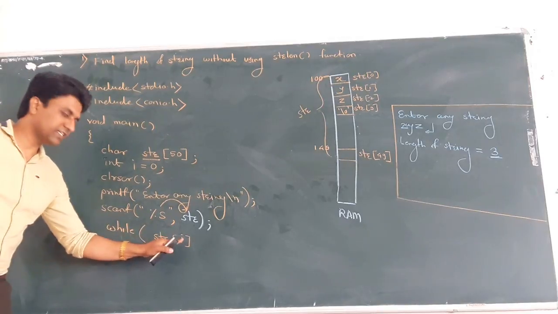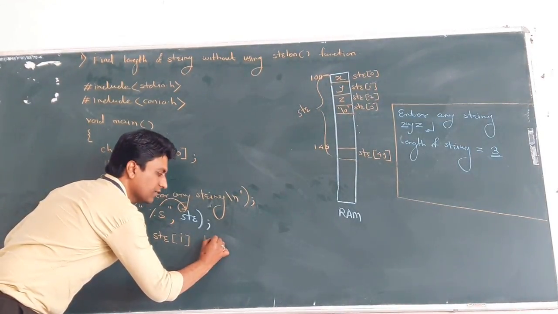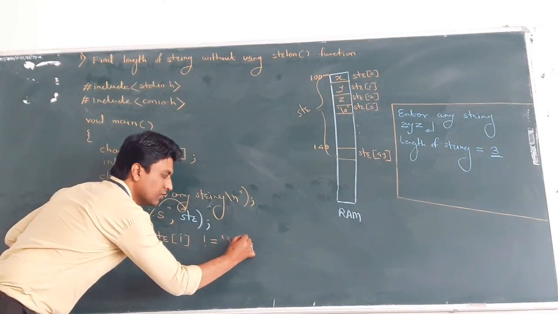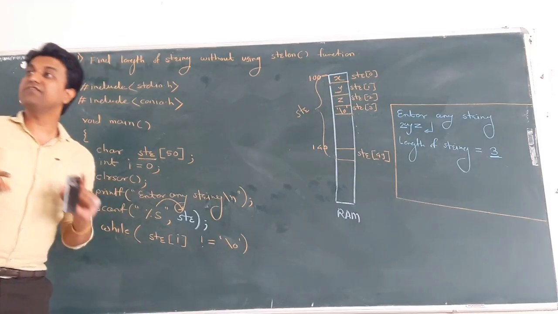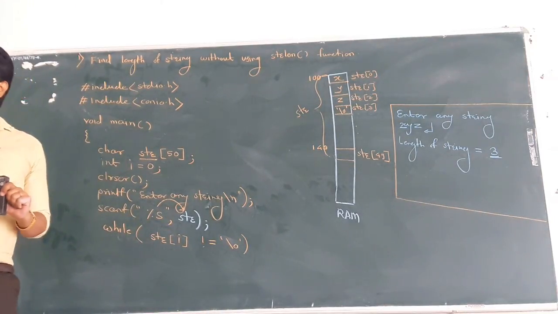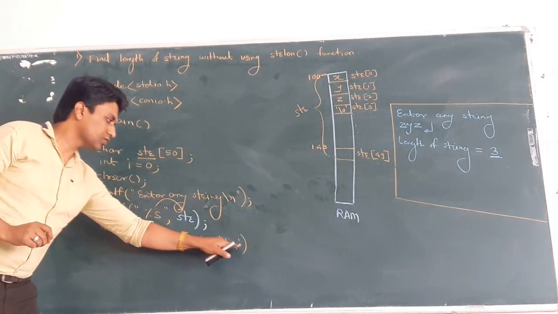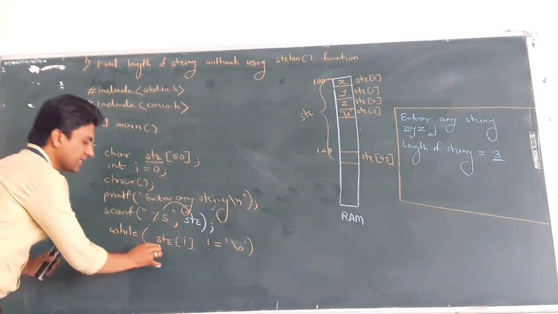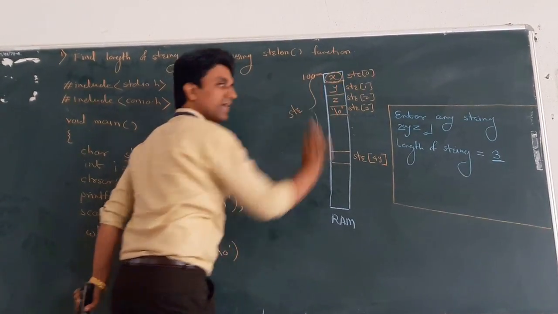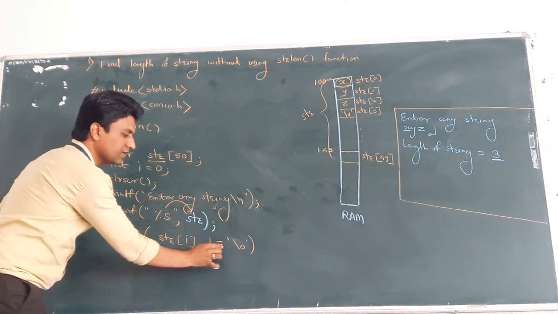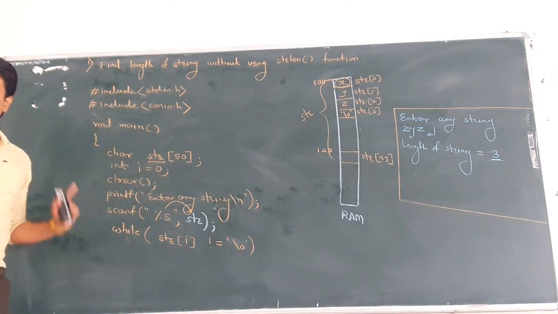So the meaning is str of 0 initially, not equal to \0. If it is a single character, write single quotes. If it is a string and you have to initialize, then use double quotes. Okay, so \0. So first character, str of 0. What is the str of 0? At the address location, x not equal to \0. Condition true, means entry to the while loop.